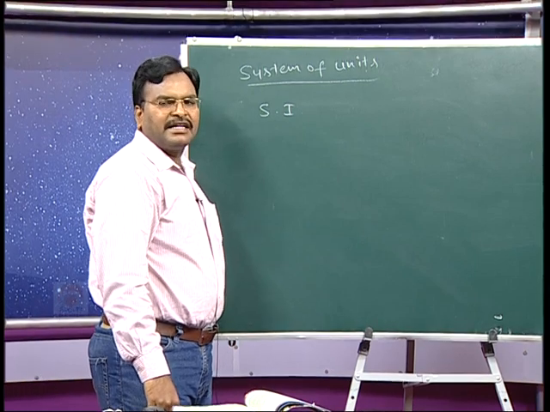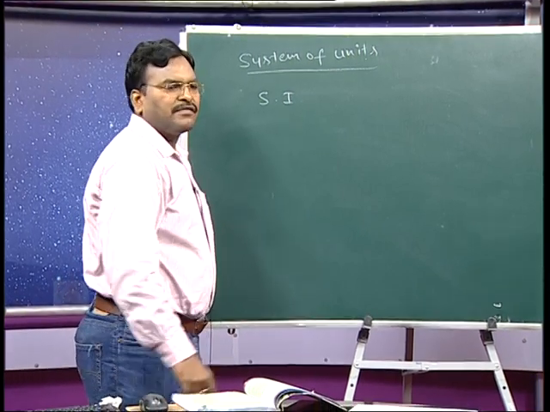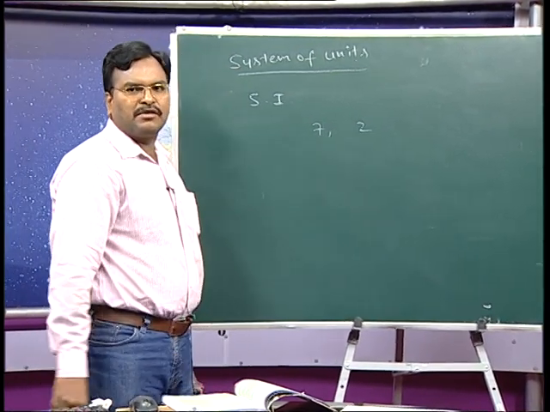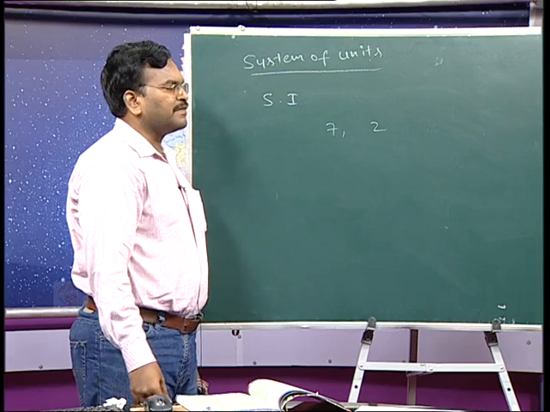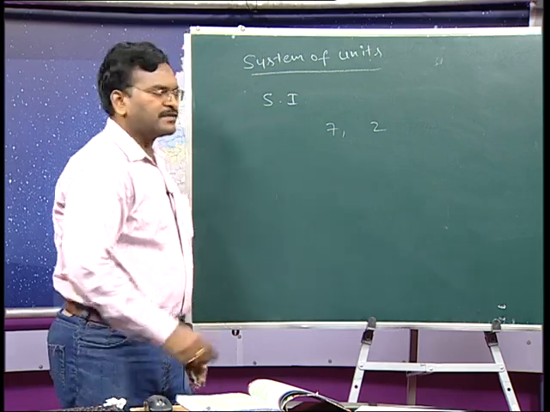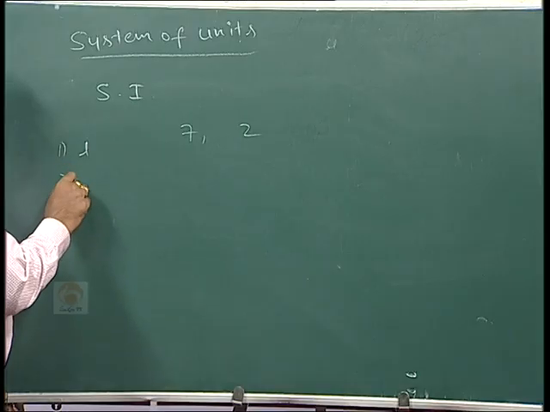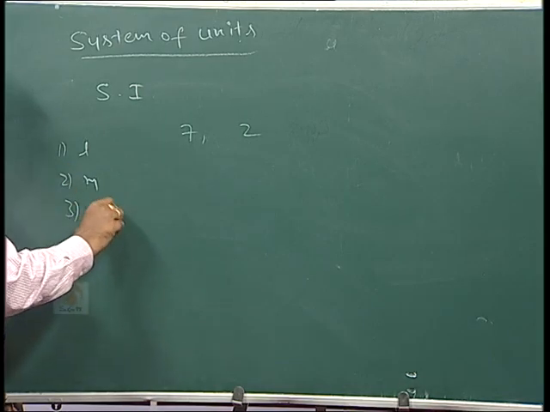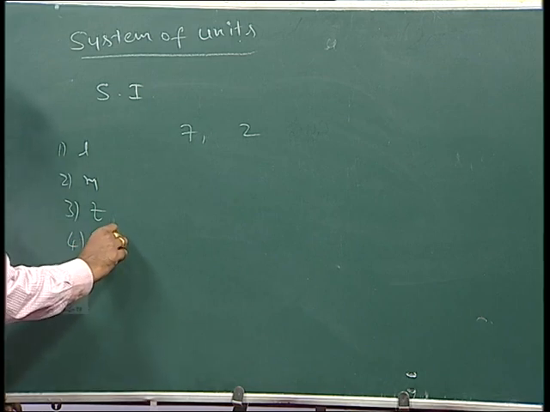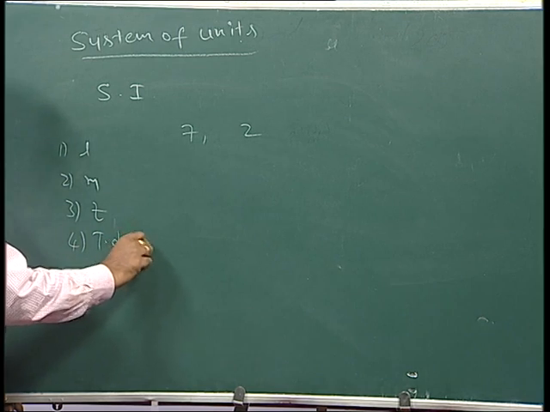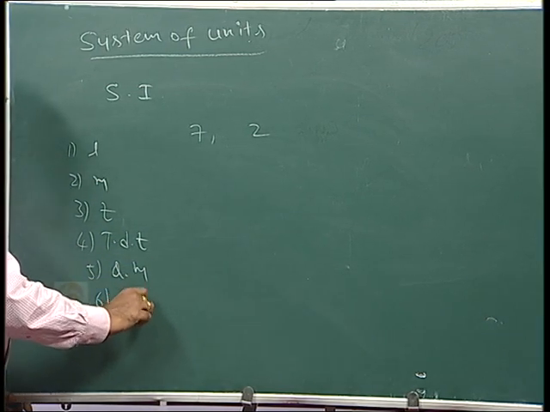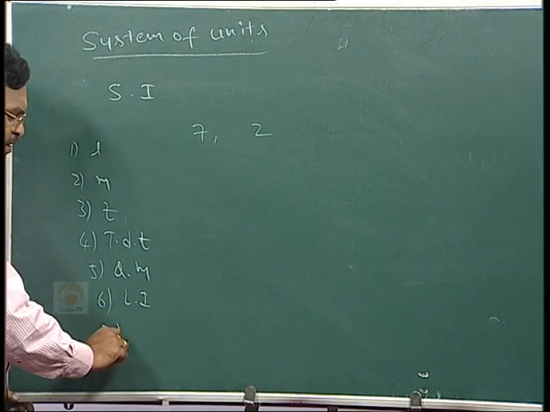Now this SI system consists of 7 fundamental quantities and 2 supplementary quantities. What are the 7 fundamental quantities? Already we have 3 fundamental quantities: length, mass, time. Again 4 fundamental quantities are added: thermodynamic temperature, the 5th one quantity of matter, the 6th one luminous intensity, and next strength of electric current.